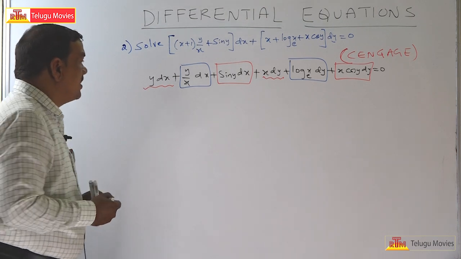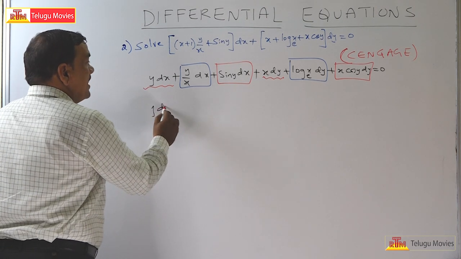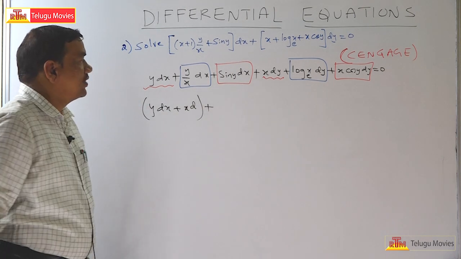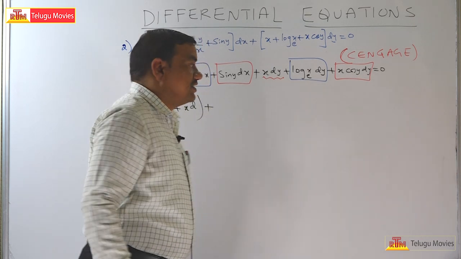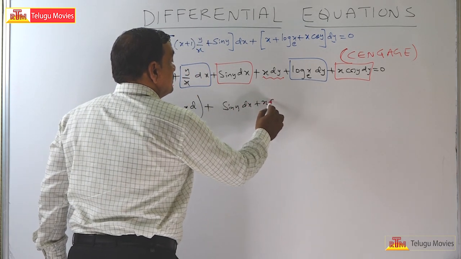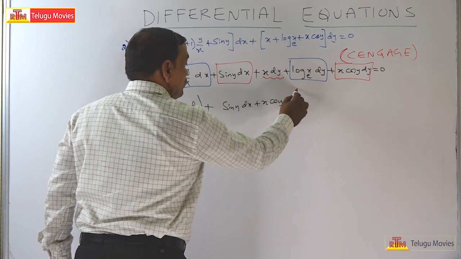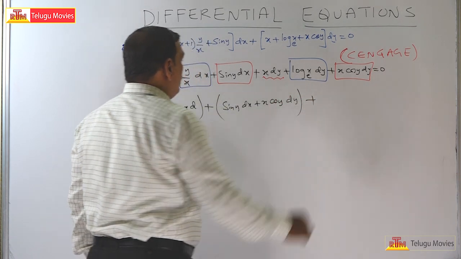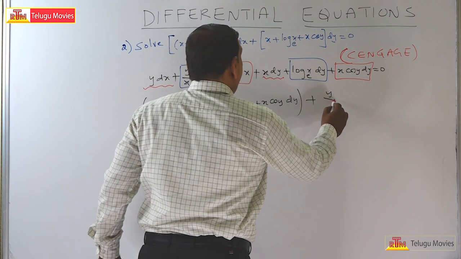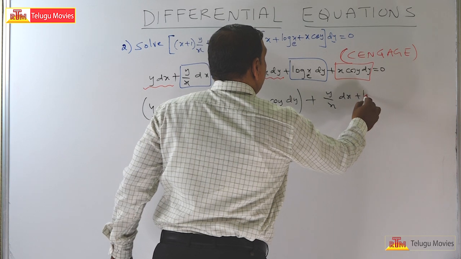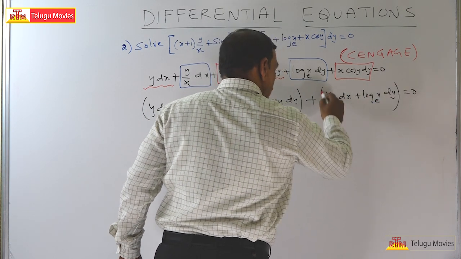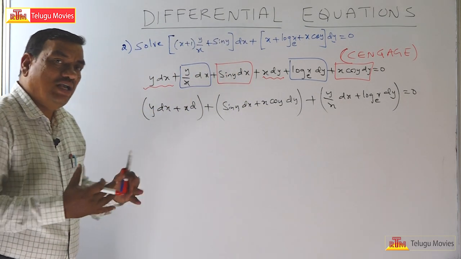Okay, so let us rewrite these terms: y dx plus x dy, plus these trigonometric functions, that is sin y dx plus x cos y dy. So these two terms I grouped together. Again these two terms, y by x dx plus log x to the base c dy, is equal to 0. So all the 6 terms I grouped together.